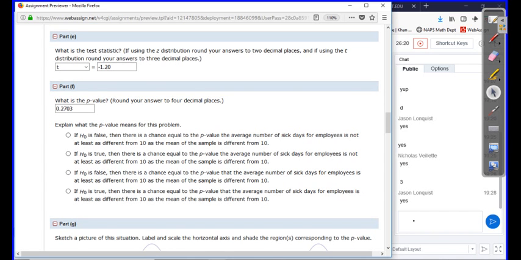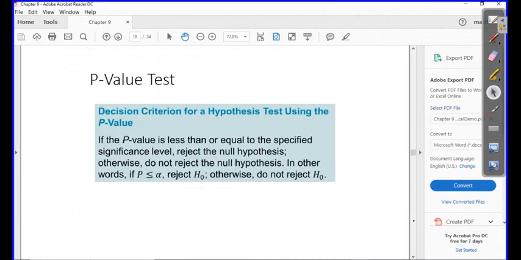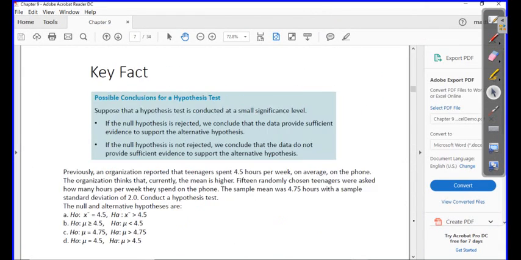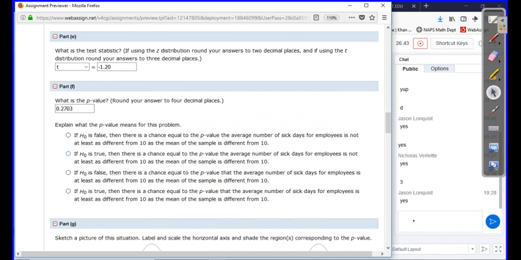Well, what are we testing? Let's go back to our slide. Remember, we're looking for whether or not we're making a type 1 error. And what is the type 1 error? That's the error of rejecting the null hypothesis when in fact it's true. And so we say that, well, if H0 is true, then there's a chance equal to the p-value that the average number of sick days is at least as different from 10 as the mean of the sample is different from 10. And that's going to be this last one right here.